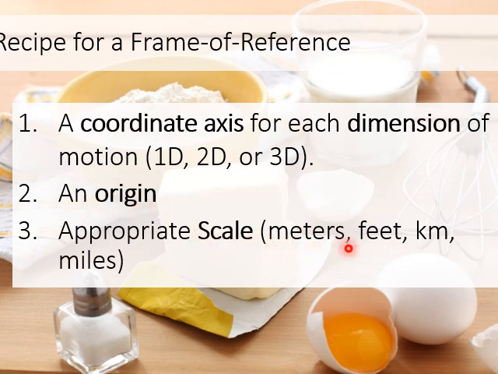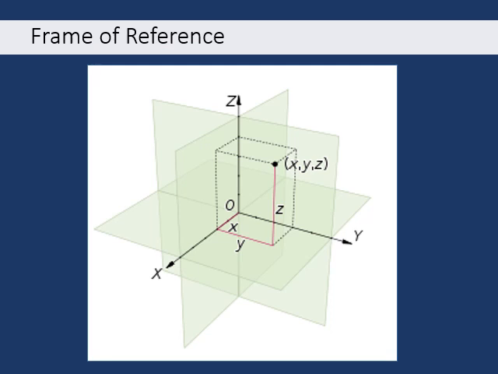So for the veggies, meters might work. Remember, meters is just a little more than a yard. Feet would be fine. If you're going to use kilometers or miles, you're probably talking about something that can move pretty long distances, like airplanes. If you're talking about things that are very finely detailed, or can't move very much, maybe millimeters or inches or some smaller scale. That's all there is to a frame of reference.